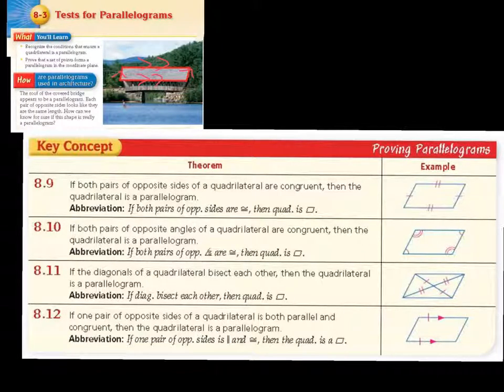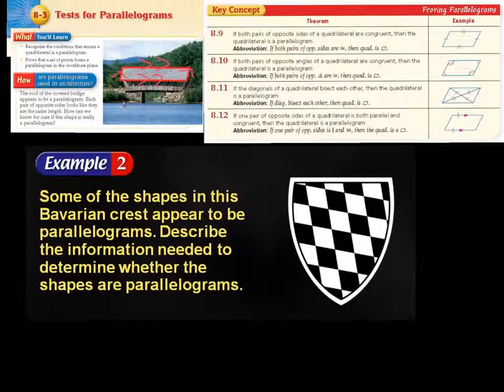8-11: if the diagonals of a quadrilateral bisect each other, then the quadrilateral is a parallelogram. And 8-12: if one pair of opposite sides of a quadrilateral is both parallel and congruent, then the quadrilateral is a parallelogram. If you'd like to see the proof of Theorem 8-10, that's what they have done in the book for Example 1. So we're going to jump into Example 2.